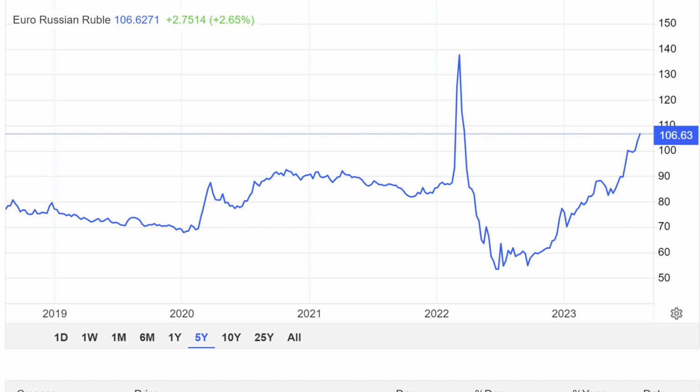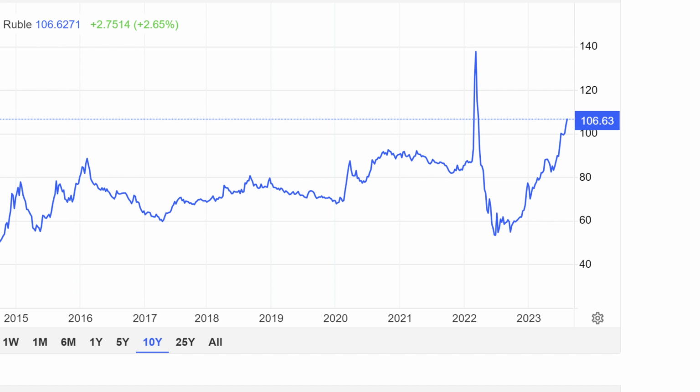And if we expand the scale of the chart out to show what's been happening over the last 5 years, you can see that the shape is very similar to what we looked at for the US dollar. The current exchange rate is the worst that the Russian ruble has traded at any point in the last 5 years, excluding the exceptional and short-lived fall in value that was seen following Russia's invasion of Ukraine.